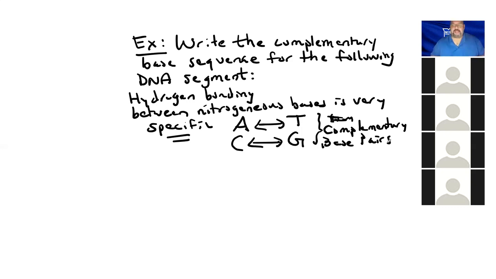But again, the hydrogen bonding is very specific. Adenine and thymine will only hydrogen bond with each other. Cytosine and guanine will only hydrogen bond with each other. So if you had the following DNA segment, and we'll use the 1-letter abbreviations, ATA, GCCC, TTA, CTGG, what would be the complementary base sequence?